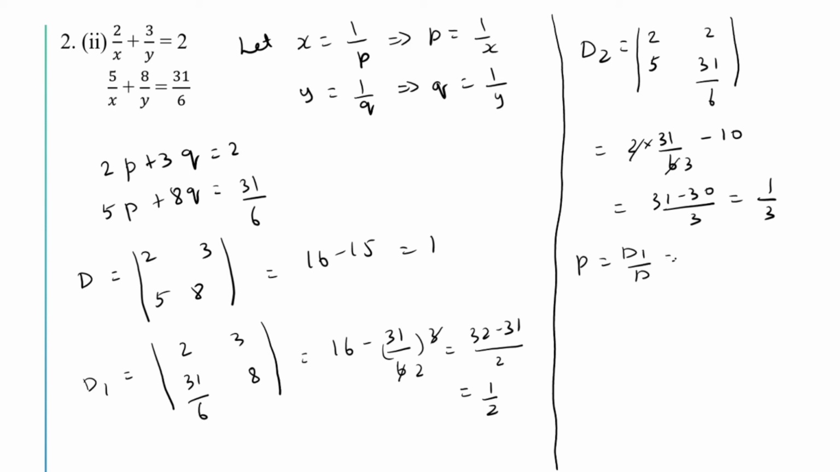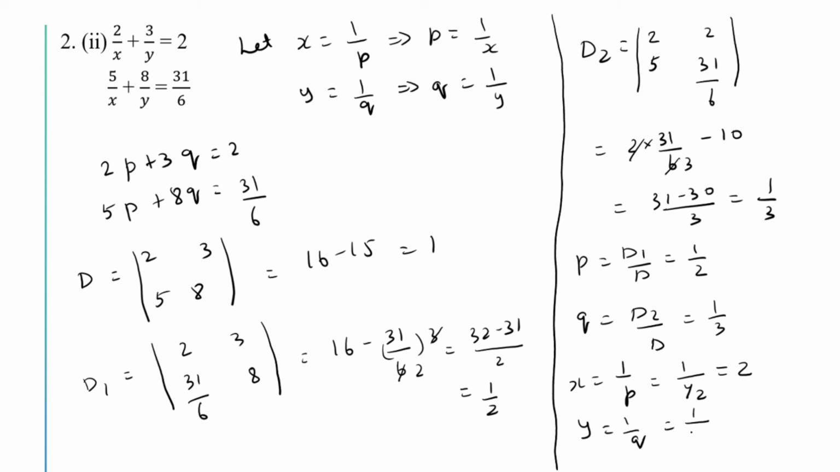So p is d1 by d. So it is half divided by 1, it is half. And q is d2 by d. So it is 1 by 3 divided by 1, it is 1 by 3. Now x is equal to 1 by p. p we got as half. So it is 1 by 1 by 2, which is equal to 2. And y is equal to 1 by q. q we have got as 1 by 3. So 1 by 1 by 3 is equal to 3. Therefore, x is equal to 2 and y is equal to 3.